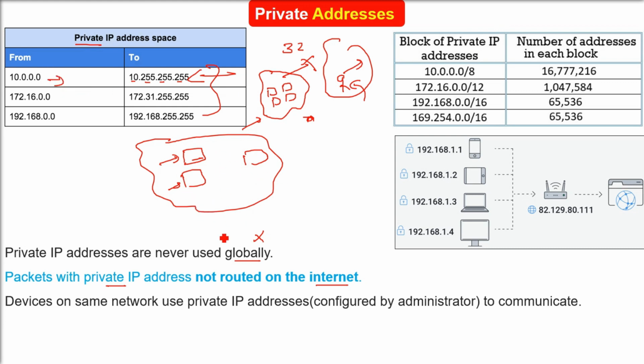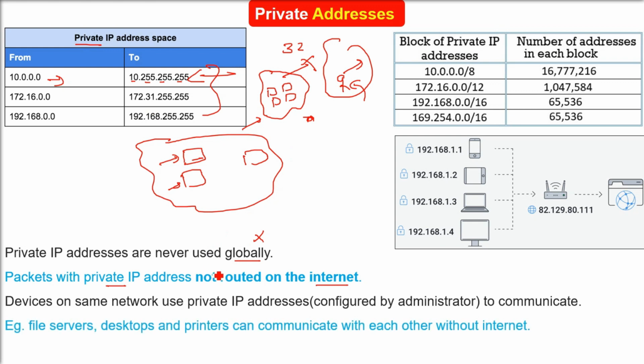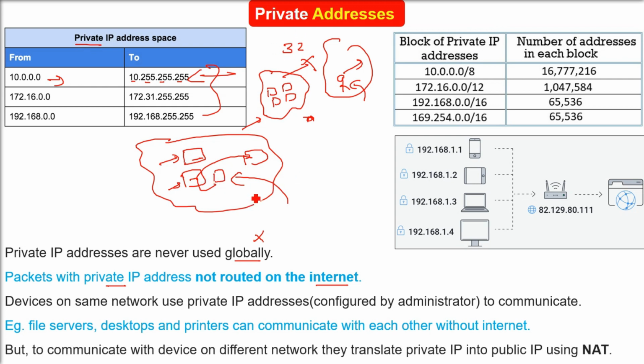192.168.1.1 is always used in your computer because it is a private IP. If you want to do file serving, or use desktops and printers, this is how you communicate. You don't need the internet for that. For that, your computers should be in this range of private IPs because they are communicating privately.